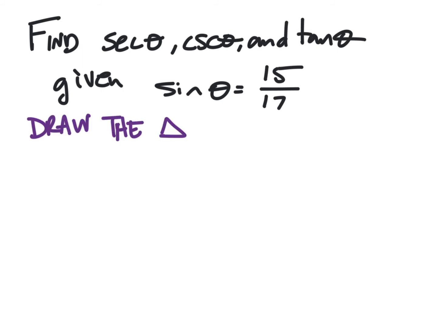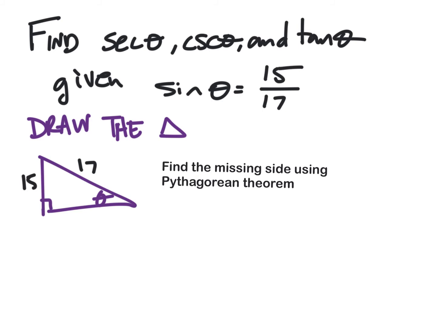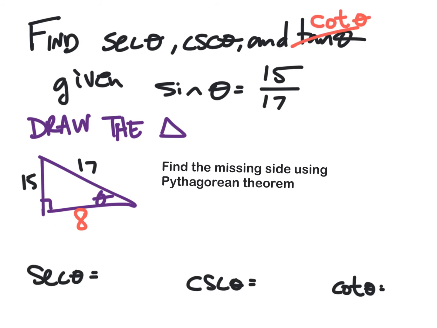All right, let's start by drawing the right triangle. We're given some right triangle. We can label any angle theta. We know that the sine of theta is 15 over 17. So the opposite of theta would be 15 over the hypotenuse, 17. All right, next I need to find this missing side using the Pythagorean theorem. And so let's assume we already did that and we found that this side was 8. All right, and before we move on, I noticed that I wrote tangent up here whenever I really wanted cotangent. All right, so let's find secant, cosecant, and cotangent of theta.